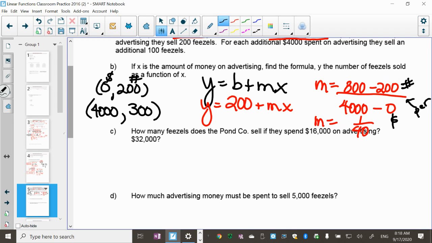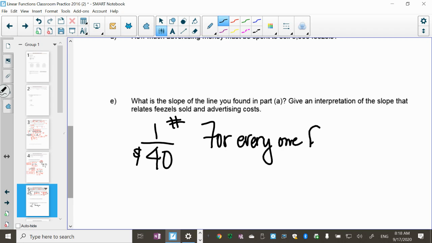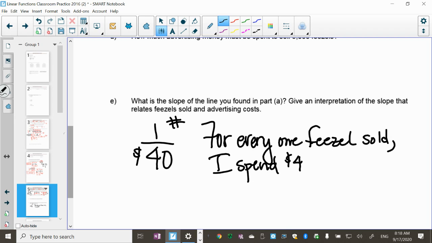So down here at the bottom, ready? It says, what is the slope? It's 1 over 40. The 1 is the number. This is dollars. So give an interpretation of the slope. So for every 1 feasel sold, I spend $40 in advertising. Come on, why did it stop writing? Oh, there it goes. It was acting weird.